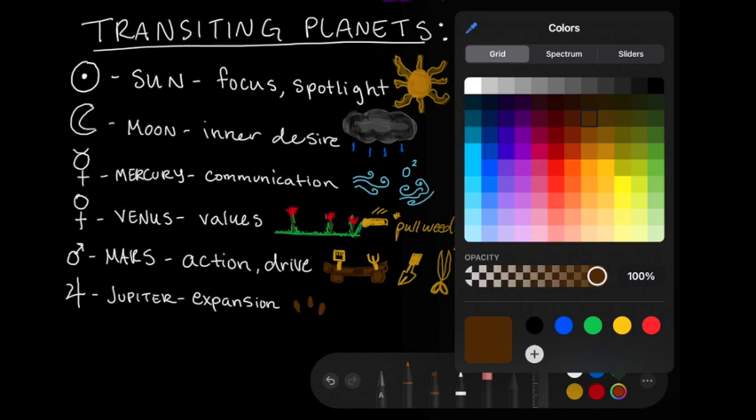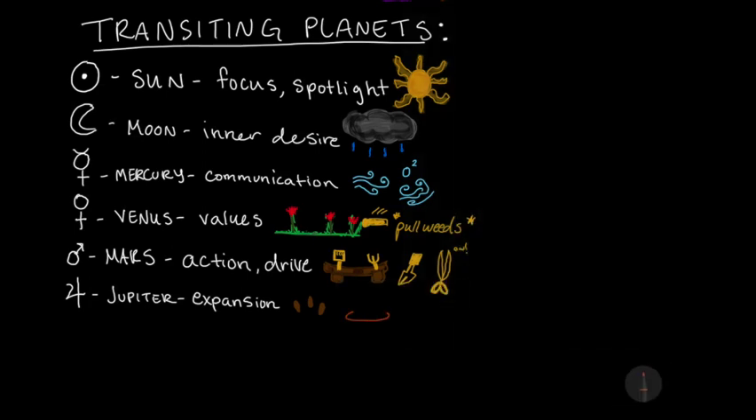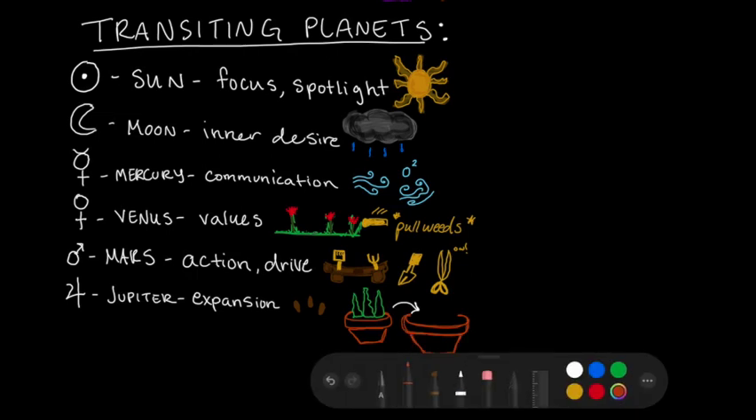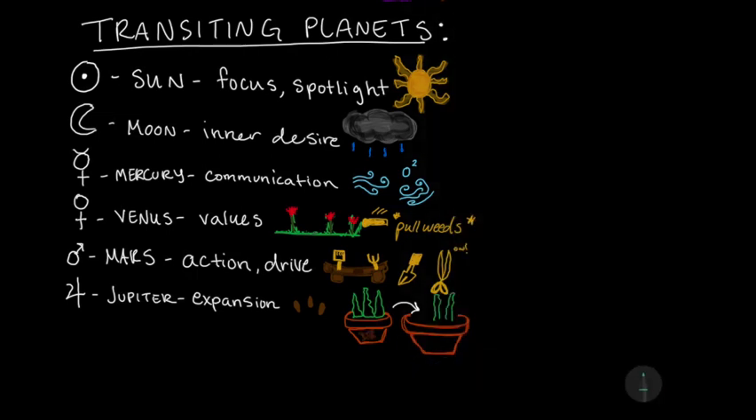So seeds, I thought, were a good metaphor or symbol for Jupiter, because you have to have seeds to grow, I guess. Or we could say, when you've got a plant that's got crazy roots and really needs to be repotted into a bigger pot, that bigger pot could be a representation of Jupiter and expansion, because it's grown so much that it needs a new home, so its roots have room to grow.